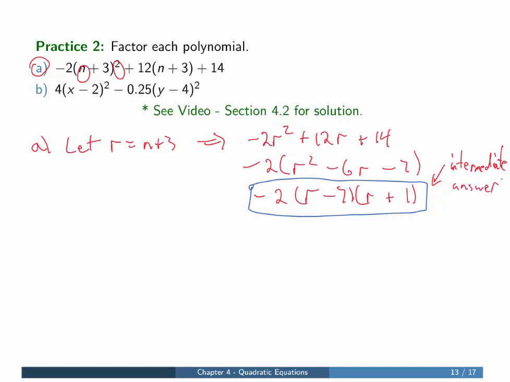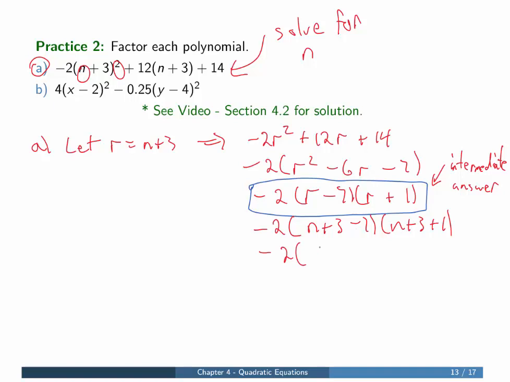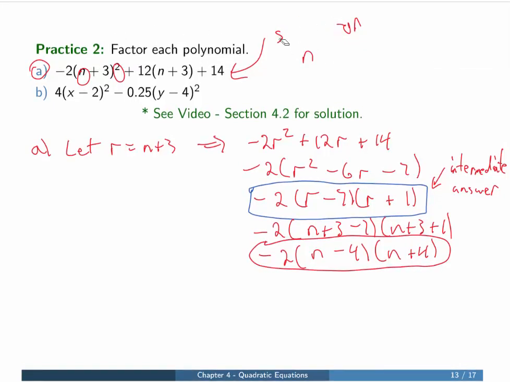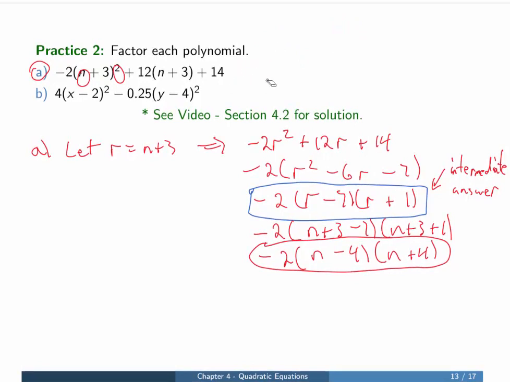Now we're going to have to resubstitute for r, because remember we're actually solving for n here. Or we're actually trying to factor it for n. So what we're left with is -2. R is n plus 3, so you're just going to simply put that in. n plus 3 minus 7, n plus 3 plus 1. So then you're left with, now you can collect 3 minus 7 is -4. And then we have plus 4. Okay, that's the real factored solution. Okay, let me just erase this. Not so bad. Not so bad at all.